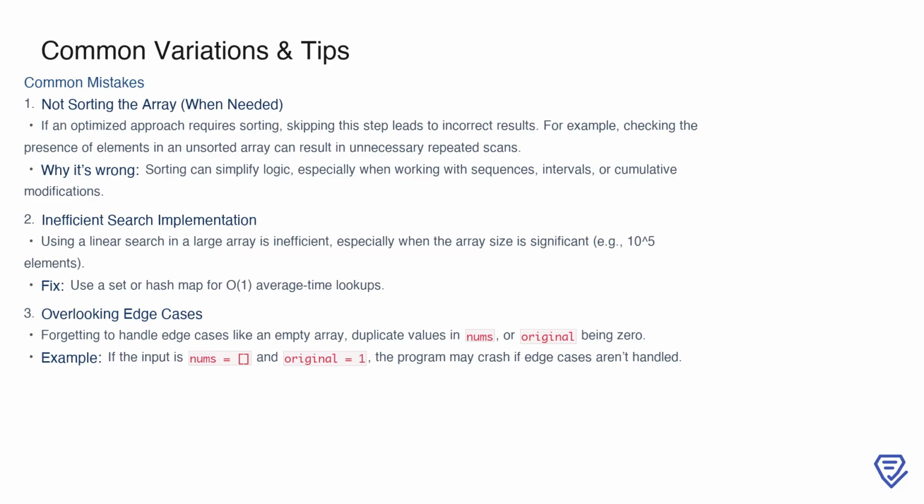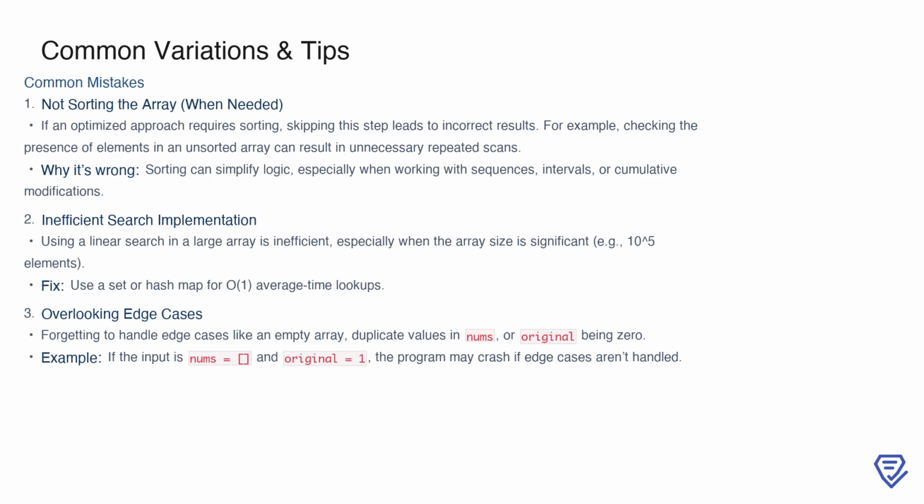In this section, we'll explore some common mistakes to avoid when tackling this problem. First, skipping the sorting step when it's necessary can lead to incorrect results. For example, if the solution relies on finding sequences or intervals, an unsorted array can cause repeated scans and unnecessary complexity. Sorting the array upfront can simplify the logic, making it easier to work with cumulative modifications.